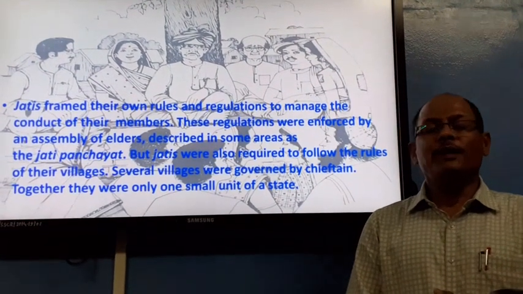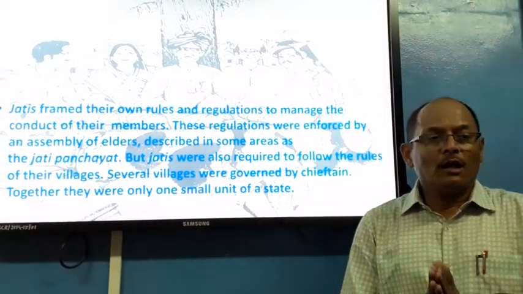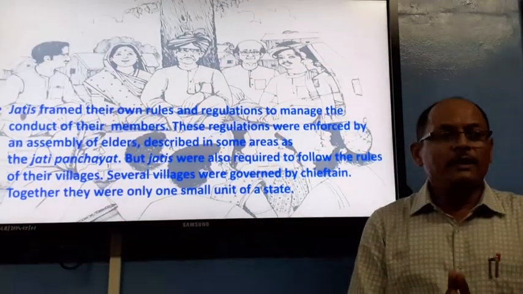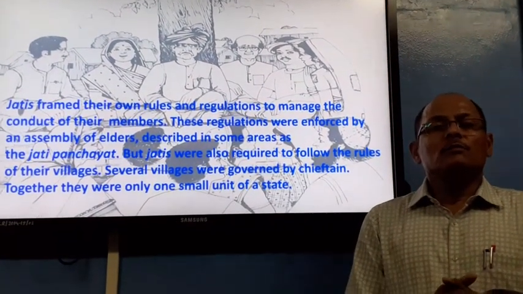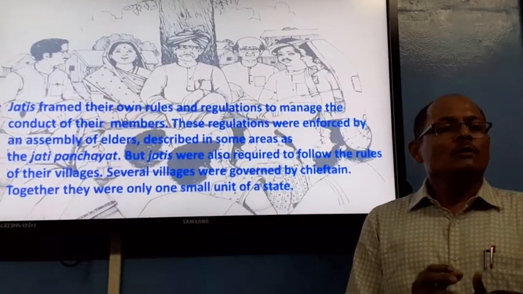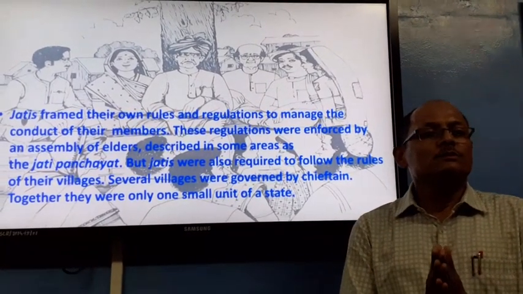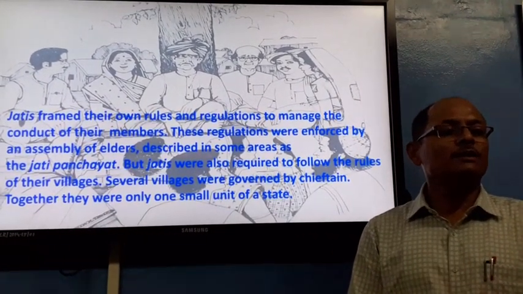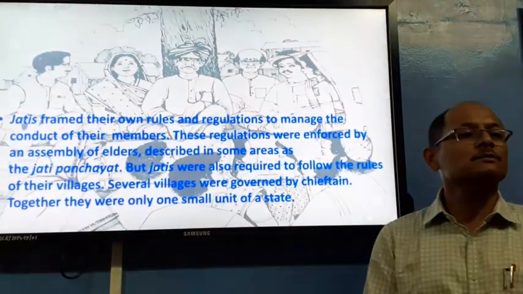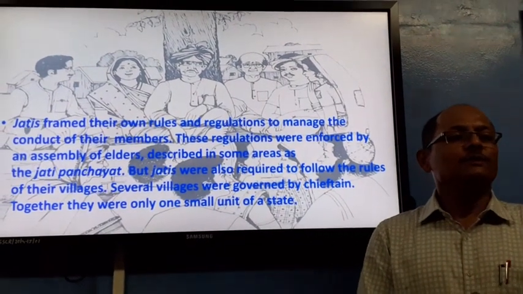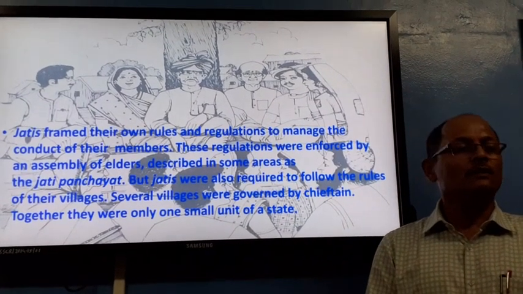These jatis framed their own rules and regulations to keep in order their affairs and the daily conduct of their members. They also managed to control with the help of rules and regulations. Mostly the members of the jatis, especially the experienced and wise elders, became part of the Jati Panchayat, and these jatis were also required to follow the rules of their villages.